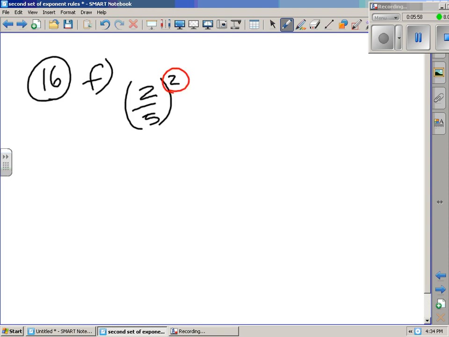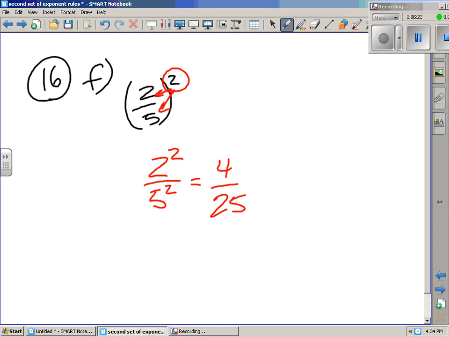Power to a group you distribute to both the numerator and the denominator. So we get 2 squared over 5 squared. So that's 4 over 25. And I think that the directions here say to change it from a negative to a positive. So let's look at this again.